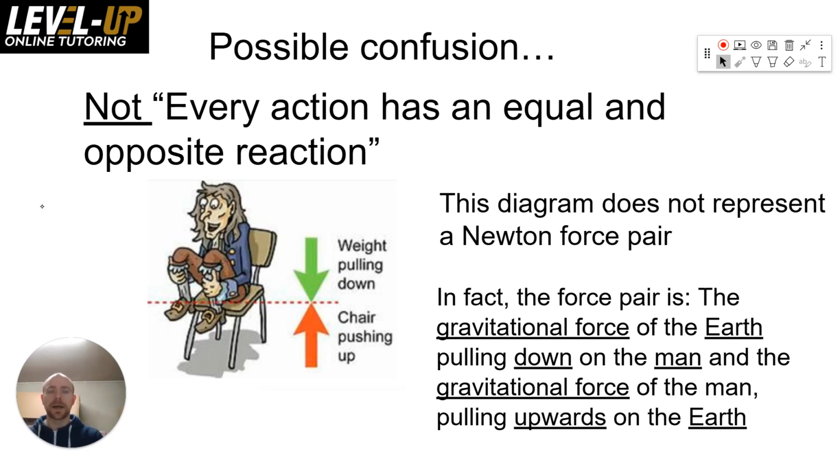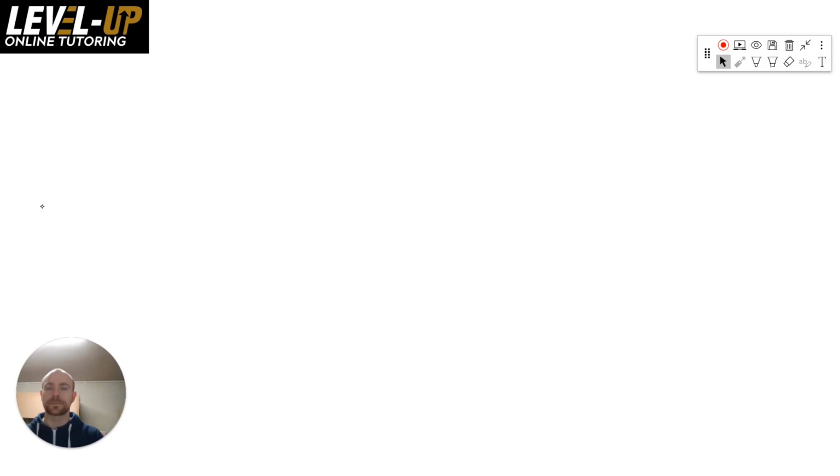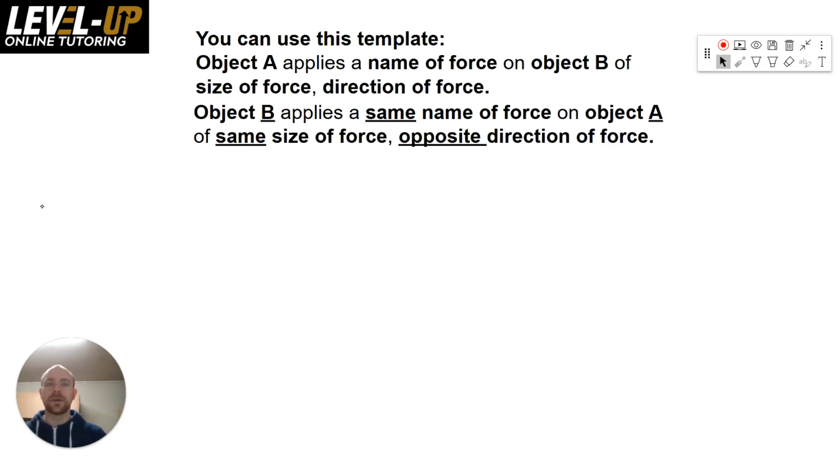Quite tricky, this, but the man has a mass. Because he has a mass, he is also exerting a gravitational pull, a gravitational force. So the Earth has a gravitational force pulling down on the man, and the man has a gravitational force pulling up on the Earth. They are equal in magnitude and opposite in direction, and that is what Newton's third law says. So you can use this template.